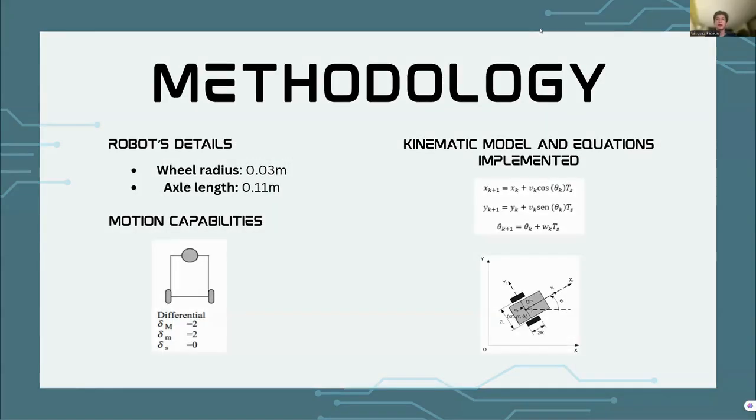Hi, my name is Patricio Vázquez, and I will talk about the methodology that we used in our project. First of all, we describe the physical characteristics of the robot, including the wheel radius, the axle length, and the basic mobility constraints. These parameters are essential because they define how the rotation of each wheel translates into motion on the XY plane. Next, we apply the kinematic model of a differential robot.